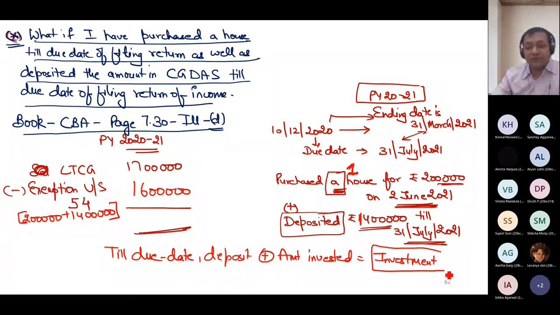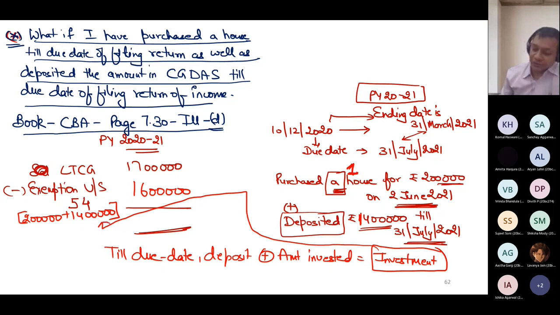So logically, I should get the exemption of 2 lakh, but the department gives me a benefit that till the due date of filing return of income, if you have purchased or constructed a house, and beyond that also, if you are depositing the amount, that deposit amount is also valid. Combined investment is treated as a single investment. So you get the exemption of both the amounts in this case. Please raise your hand if this point is clear.